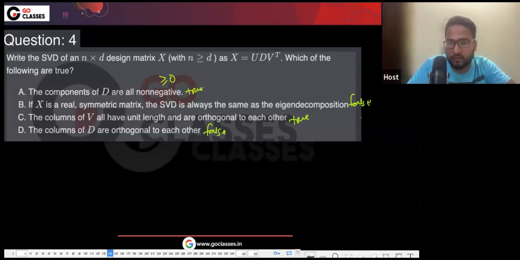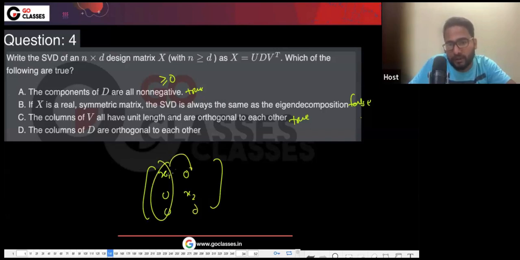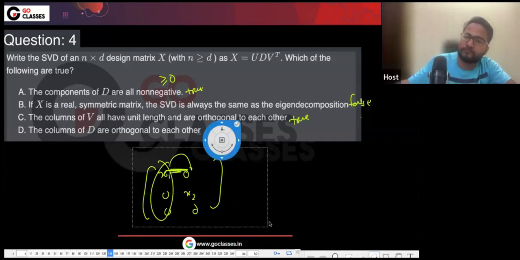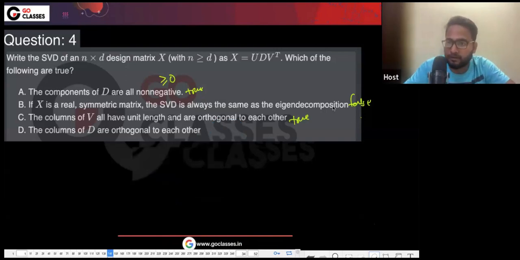Yes, yes, yes. So basically, for the diagonal matrix, this component will anyway get multiplied with zero, right? You can have anything here, x1 0 0, and then x2 0 0, something like this. So this component will always get multiplied with zero. So these are orthogonal to each other. Yeah, that's a nice catch. Okay, so this is true.